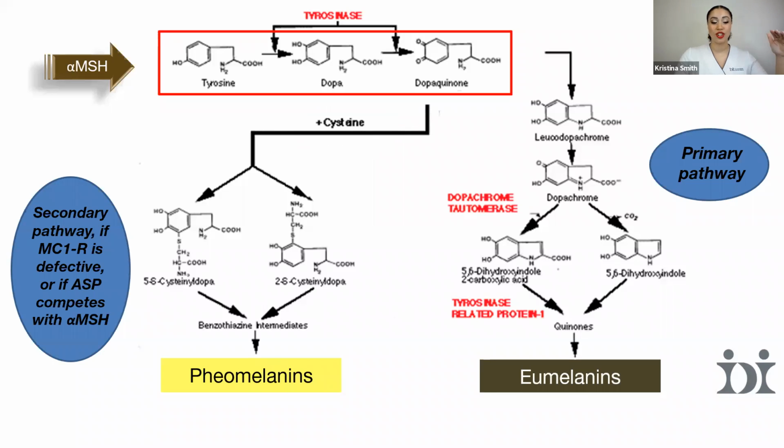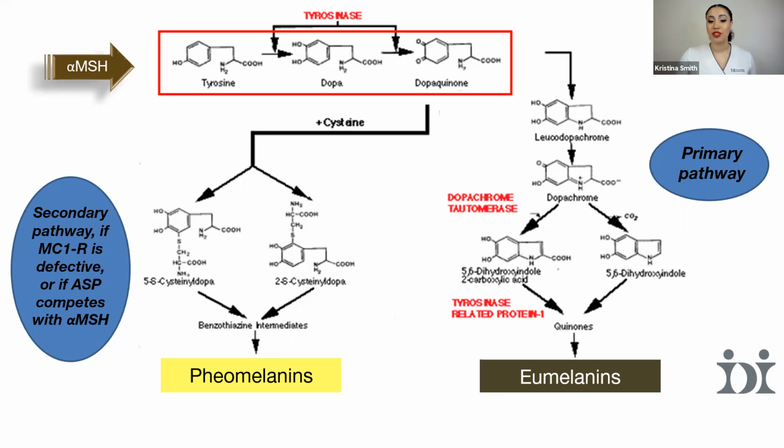Remember, alpha MSH starts the entire signaling. That box in red, the tyrosinase equation, happens for everyone. Naturally and uninterrupted, we're going to go down that first pathway that creates eumelanin. If there is something that interrupts, if cysteine pops in for whatever reason, whether it's a defect or a different signal, we're going to go down that pheomelanin path.